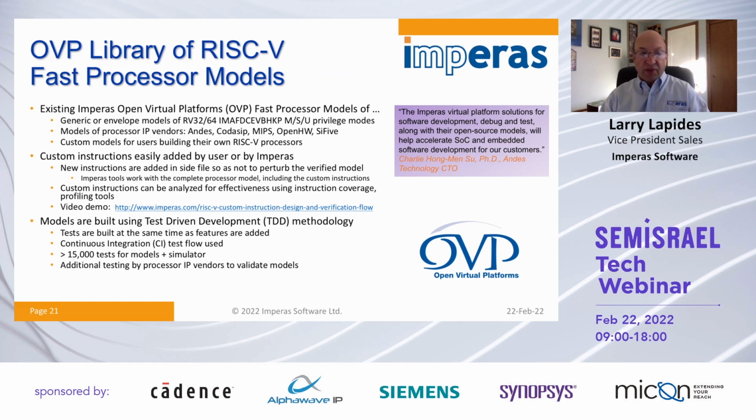The tests are built at the same time features are added. We use a continuous integration flow. There are over 15,000 tests for the models in the simulator, and there is additional testing by the processor IP vendors to validate the models.